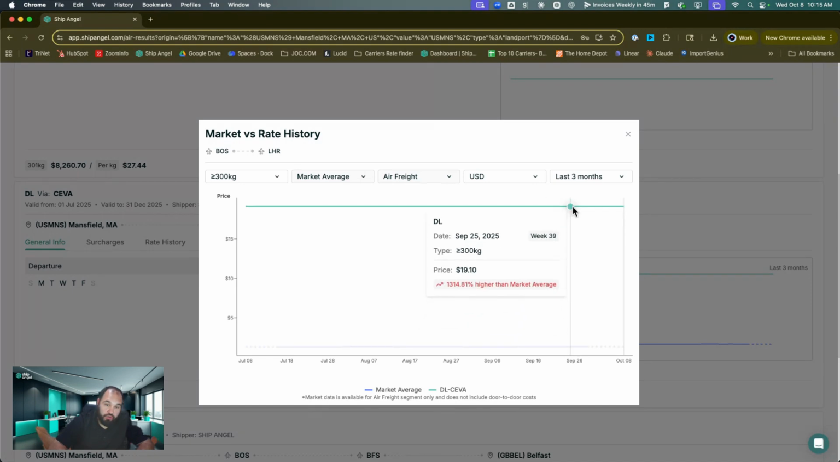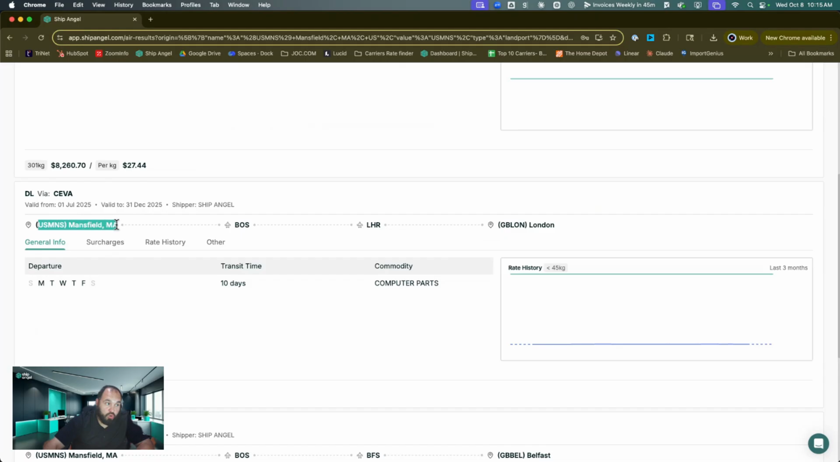And what's super useful here, and you might have seen this when I was looking at the surcharge section, this is a Mansfield door move. The pickup is happening at a warehouse in Mansfield, Massachusetts. It's moving to Boston Airport. It's moving to, I'm blanking on the airport code there in Heathrow. I was going to get it at some point. And it's moving then to a door location in London.